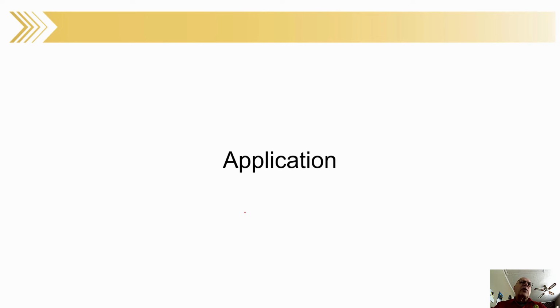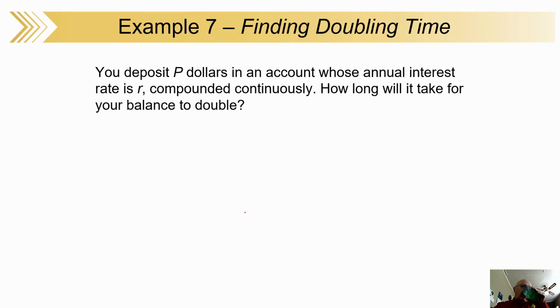Okay, finally we get to an application. So, you've got a few extra dollars. You don't need them right away, and you figure they ought to be working for you. So you put P dollars into an account with an annual interest rate of R, compounded continuously, how long will it take for the balance to double?